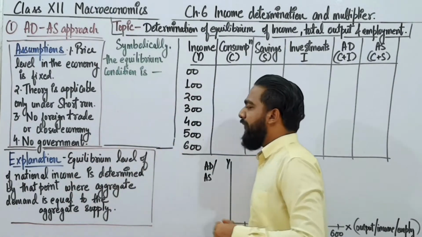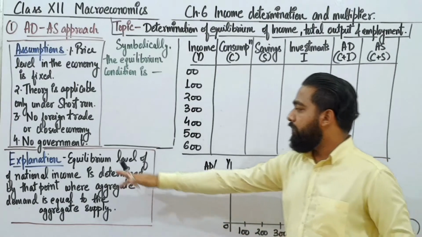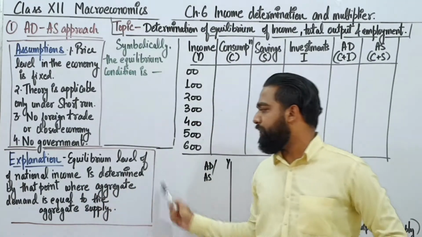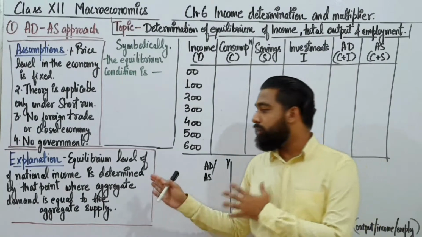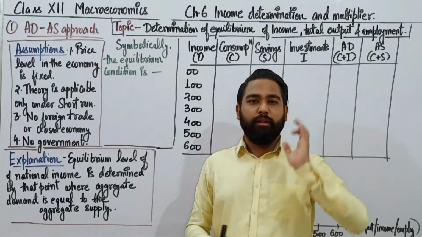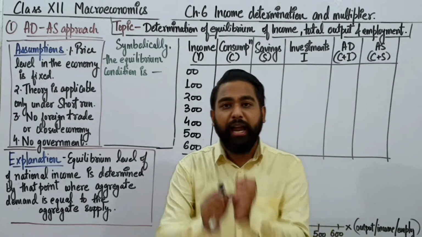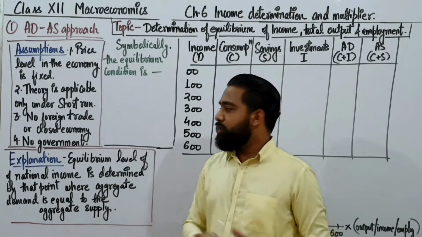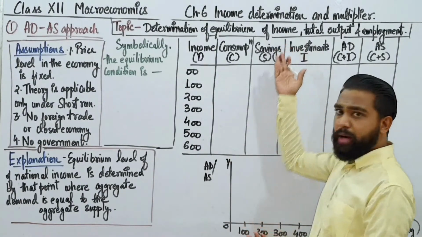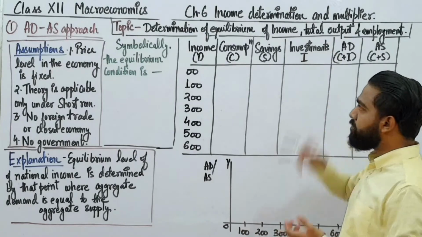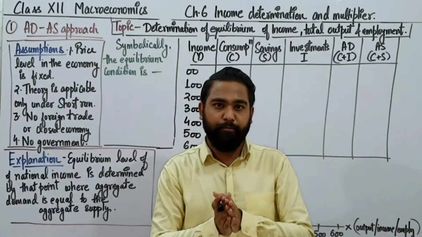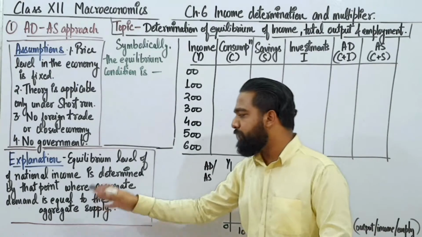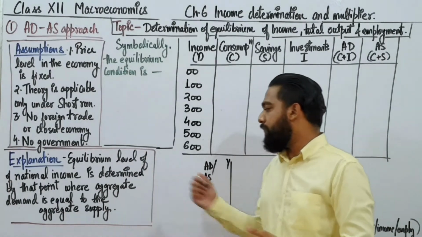Now, the explanation: how do we determine equilibrium? Equilibrium level of national income is determined by that point where aggregate demand is equal to aggregate supply. Basically, the equilibrium is achieved only at that point where aggregate demand and aggregate supply are equal to each other. National income or income, both are the same thing, because in macroeconomics you are talking about the whole economy's income.